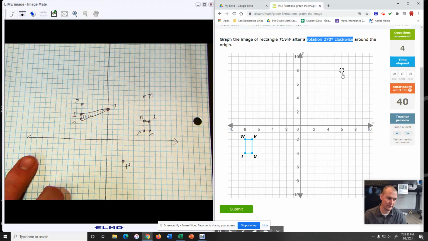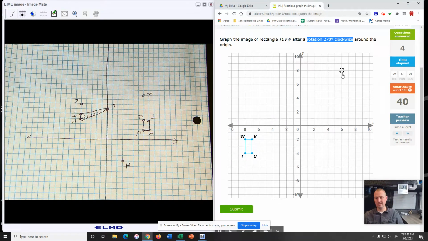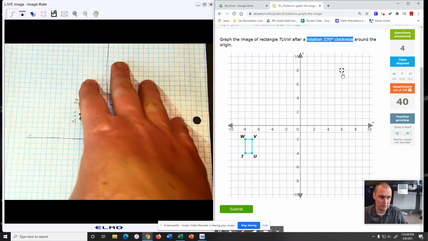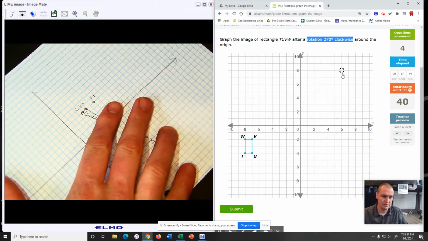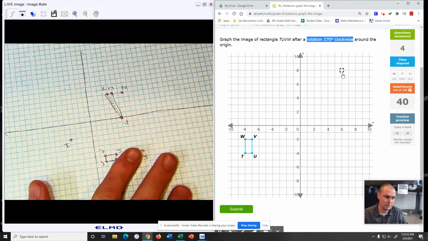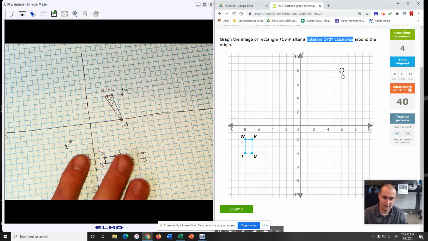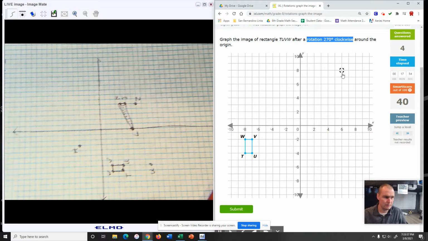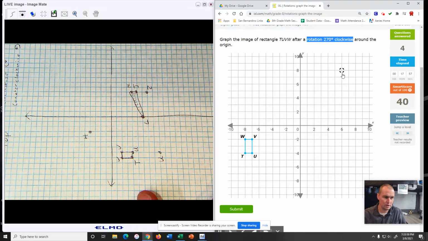The grid lines are straight right there. 90 plus 90 is 180, but I need to go to 270. So 270 is one more 90. Here we go, last turn. And there we go. Okay, so notice we're going to land in quadrant 4.